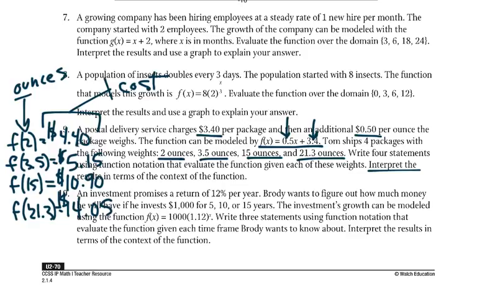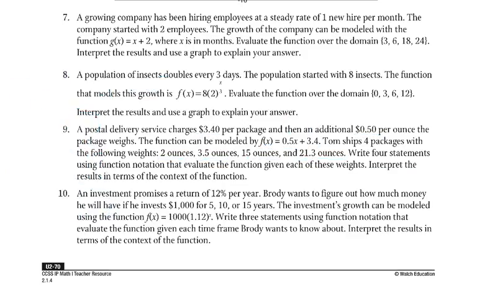Okay, last one. An investment promises a return of 12% per year. That's high. Brody wants to figure out how much money he will have if he invests $1,000 for 5, 10, or 15 years. The investment's growth can be modeled with this function, 1,000 times 1.12 to the x. Write 3 statements using function notation that evaluate it and interpret it.